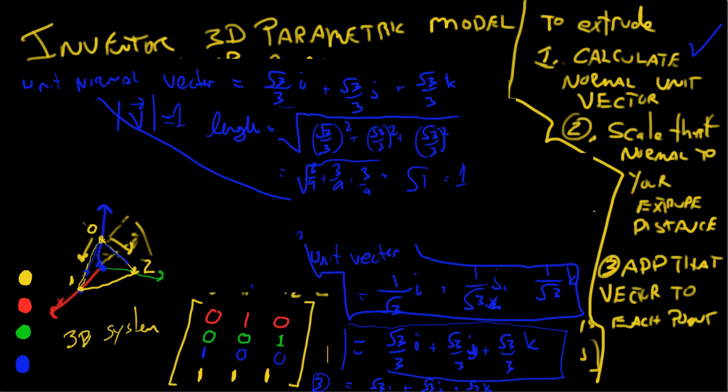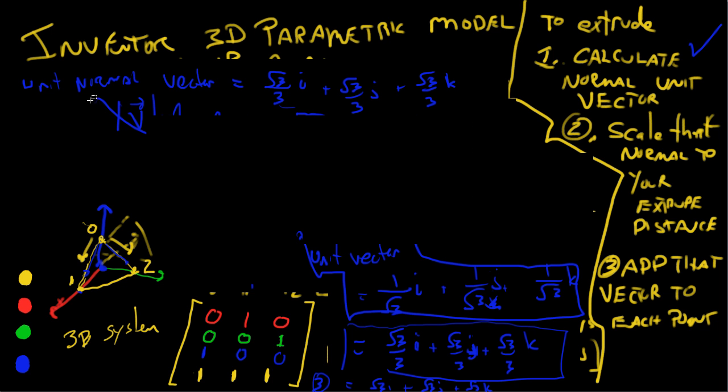Let's see if I'm going to erase now. I'm going to erase this out, edit, cut. Edit, cut. So all we've got to now do is we're going to make our extrude distance 3. So we're going to say the extrude distance is 3. And now all we've got to do is add 3 times this vector to each of our other vectors, and we're done with our basically extrude calculations.